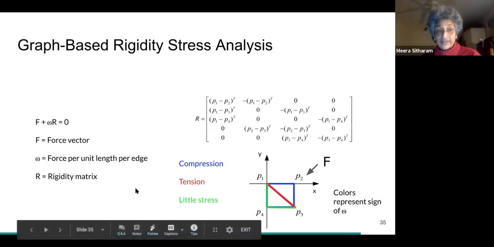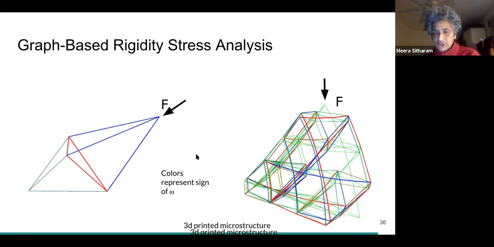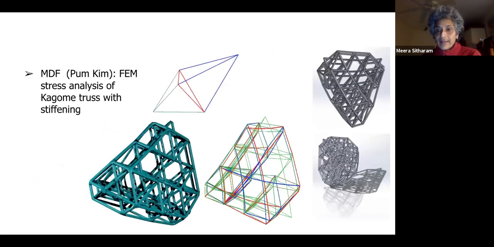Here's the rigidity matrix. If you have an external force on a simple thing like this, this is what it would look like. The tensions are shown here, the compressions are shown here, and here there's almost no stress. The same thing for a tetrahedral object, and this is a picture that I already showed before. Very quick, almost immediate analysis, because it's just a simple linear system.